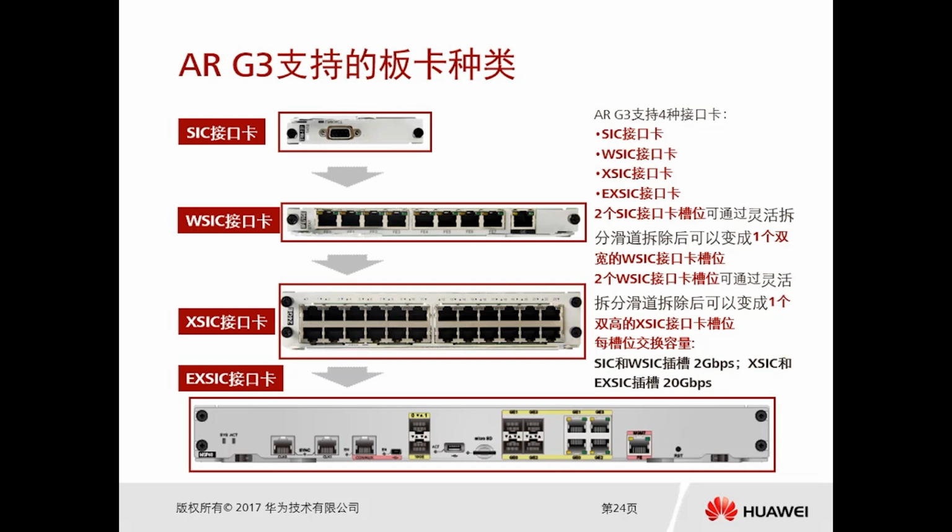Then you can take a look at each slot. One of his switches has a capacity. So SIC and WSIC, he is operating on 2G. So XSIC and EXSIC, he has 2. This exchange capacity, well, it's very big. It has become 20G. After the slot merging, in general, after the new slot, it is to take inside these two combined slots. This one is relatively big.